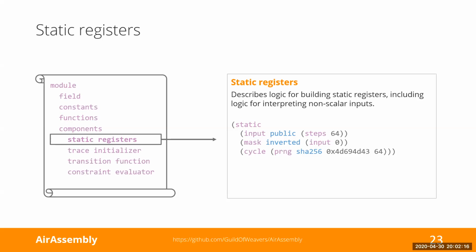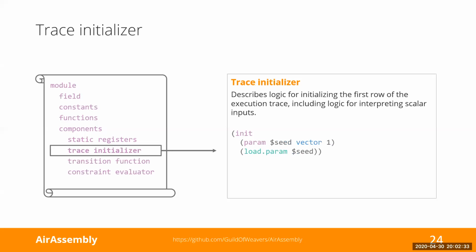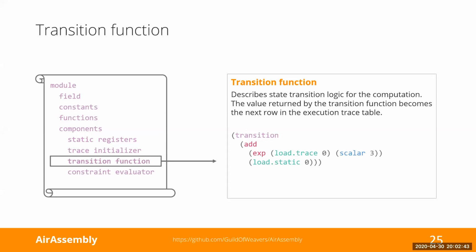But the first thing that you define inside the component is your static registers. So here, there are some ways. Again, don't try to parse through it. I'll explain this in a bit more detail in a couple of slides. But basically, this is how you would define a set of static registers. You define a trace initializer, which is basically how you read in the inputs and translate them into the first row in the execution trace. And after you have the first row initialized, then you can start applying the transition function.